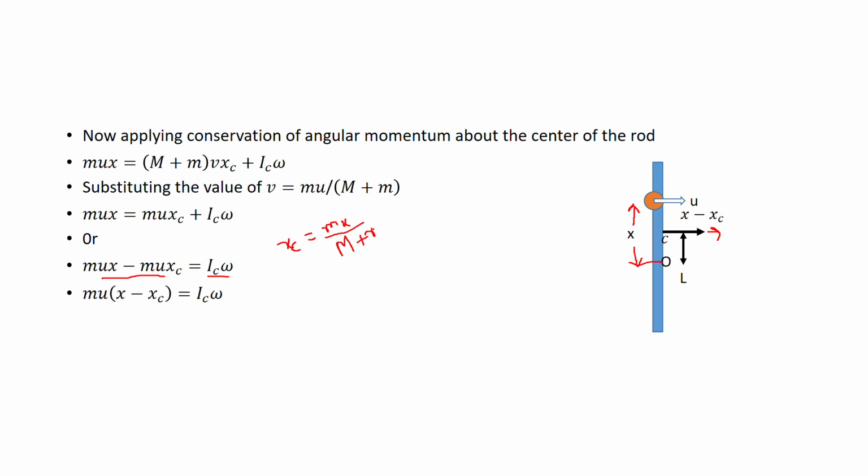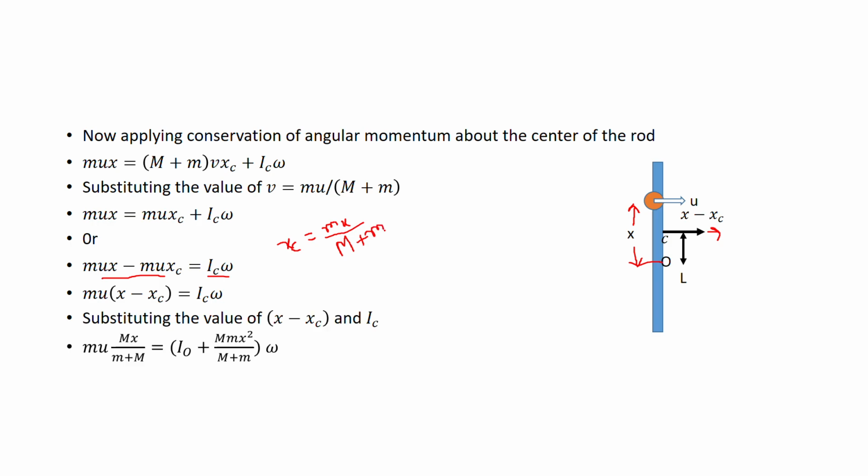So we know xc, we can substitute in terms of x, and finally when we substitute these values, we get mu into m plus mx divided by m plus m equals to I naught plus this value. So omega comes out to be this value. Omega equals to, this is our final result which we have calculated.